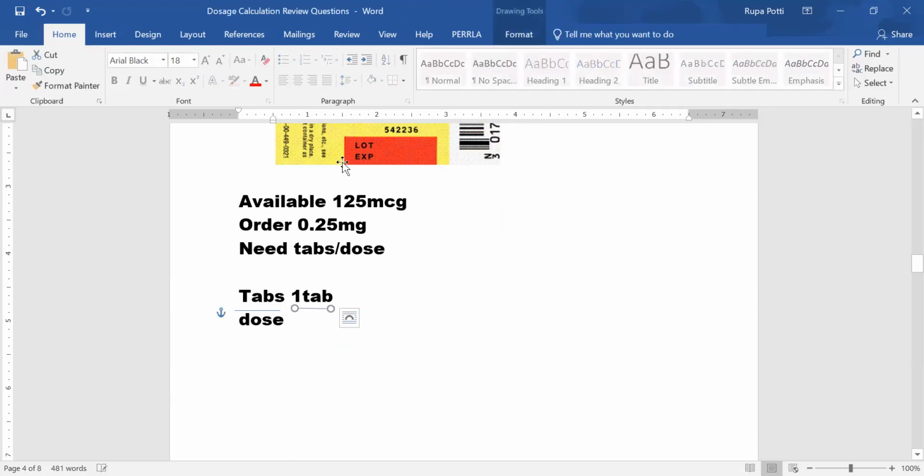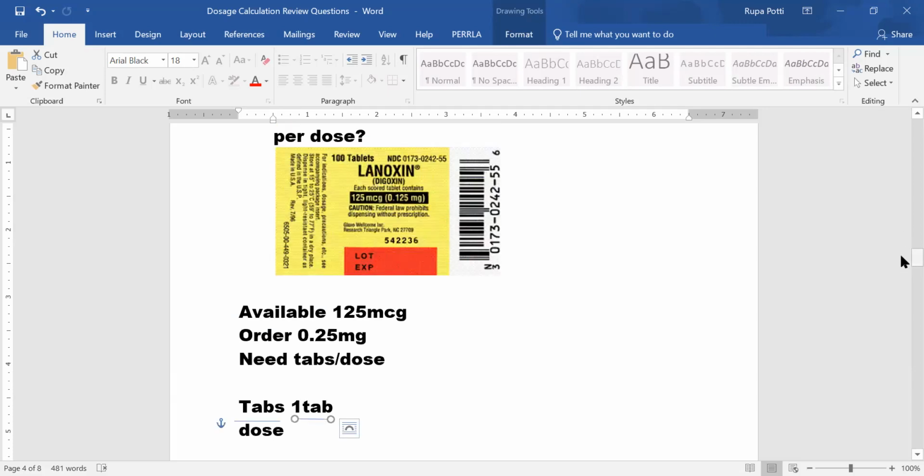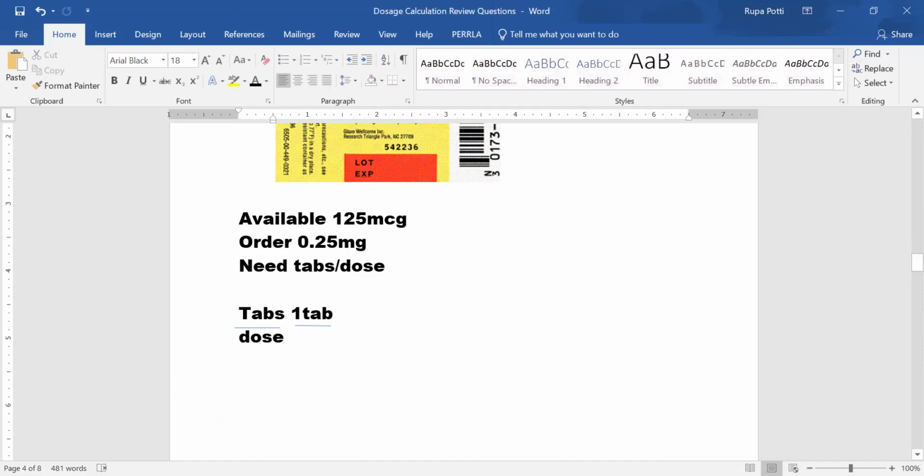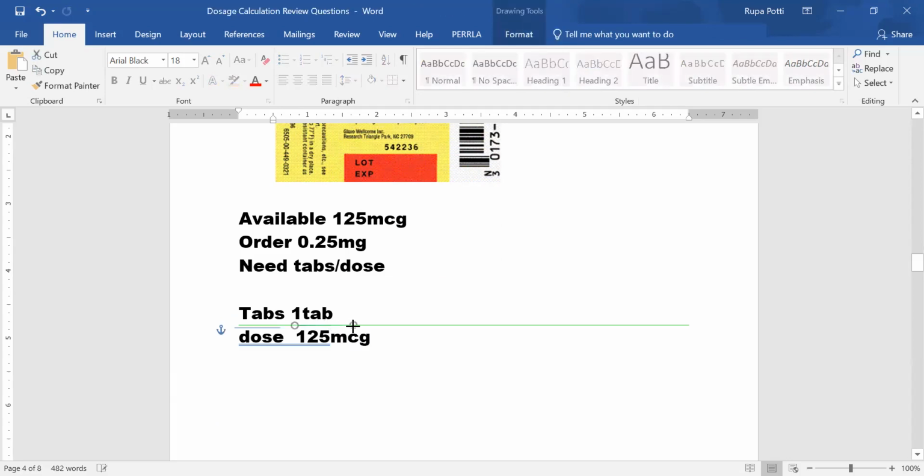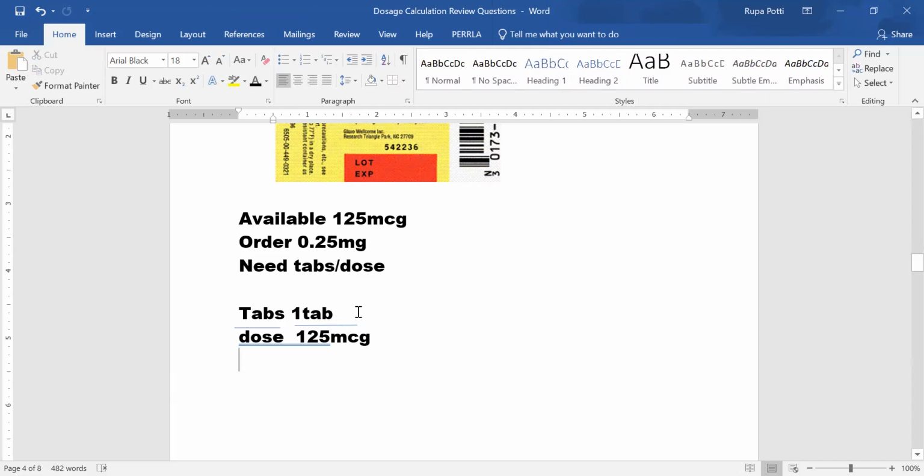So one tab is 125 micrograms, right? This is where we got it from our image. And sometimes it also could be like in your problem. So I'm going to write that 125 here, 125 micrograms. And remember we were saying, basically this is a unit method. If you have micrograms in your denominator, then in your numerator, you should have micrograms, right? Because then they can cancel out.